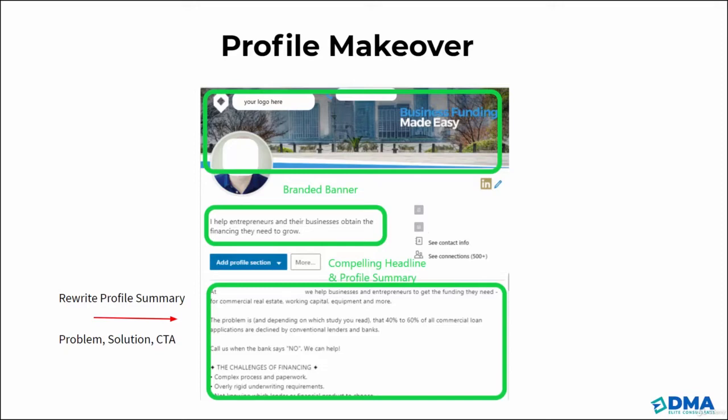That's why it's important to showcase what you do, who you serve, how you help people, right? So that when you get a connection, they're going to go to your profile, they're going to see you, they're going to look at your headline, they're going to look at your profile summary, and they're going to know exactly what you do. So you don't really even need to sell them, because they already know what you are an expert in, right?